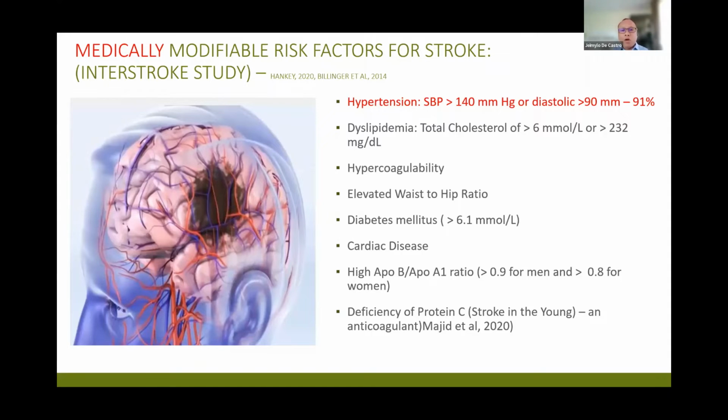Hypercoagulability comes next. Elevated waist to hip ratio, the presence of diabetes mellitus more than 6.1 millimoles per liter, cardiac disease, high ApoB over high ApoA1 ratio. So that also contributes. And of course, stroke in the young, the deficiency of protein C. Those are the things that they found out to be contributing to these problems in stroke.